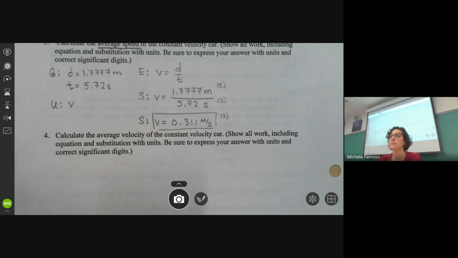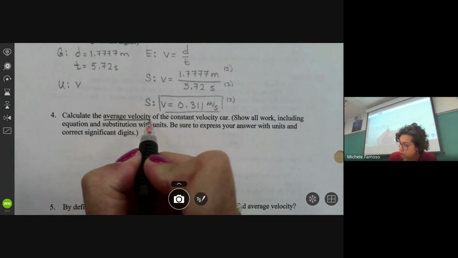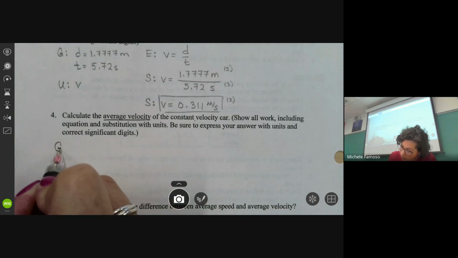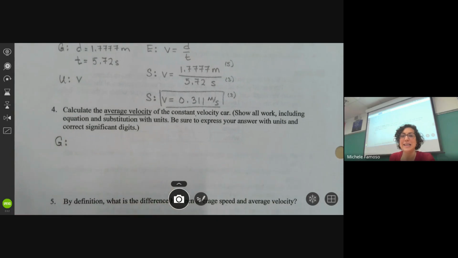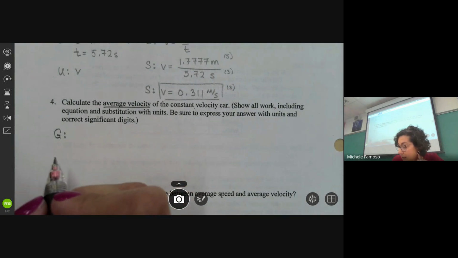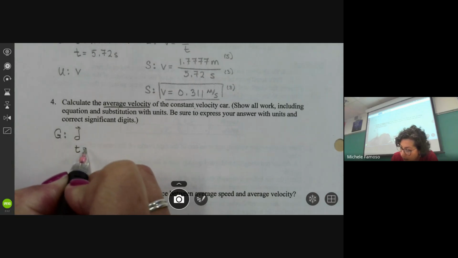All right, can we go on? All right, number 4. Now I want you to find the average velocity. What do you need as givens to help you calculate an average velocity, Miranda? The displacement and the time.